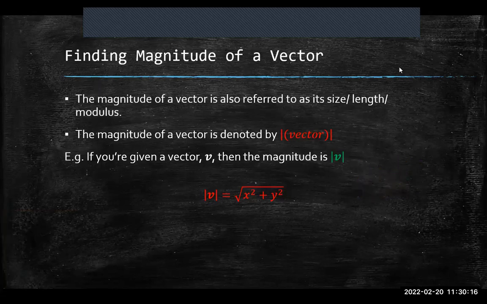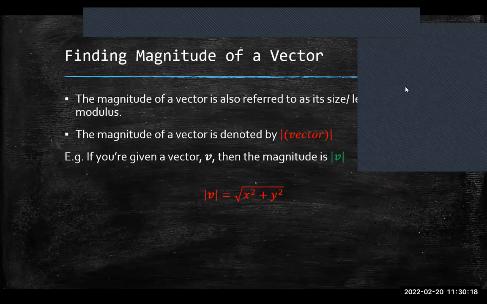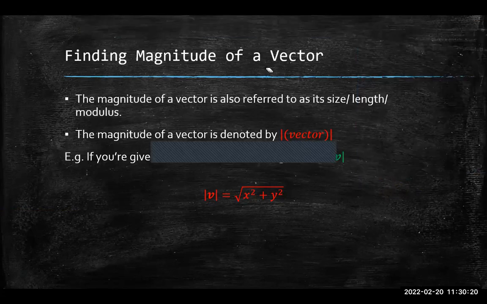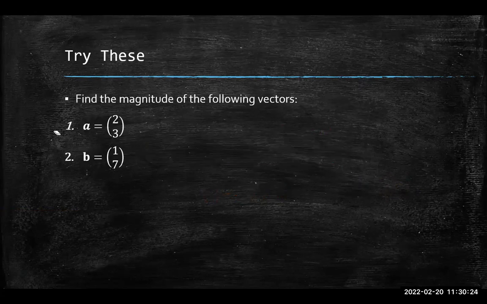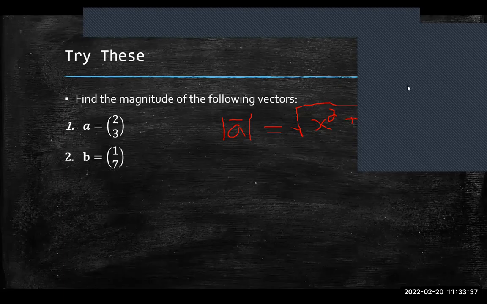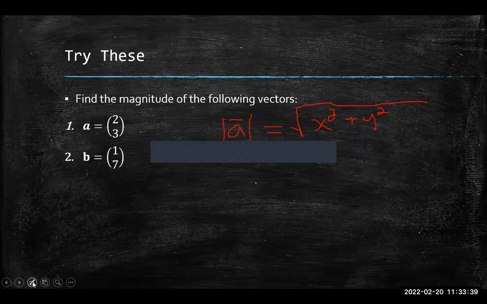Alright, so that was just to prove to you how we find the magnitude of a vector. So now it's time for you to try it. Can you find the magnitude of these two vectors for me, please? And let me know what your answer is.